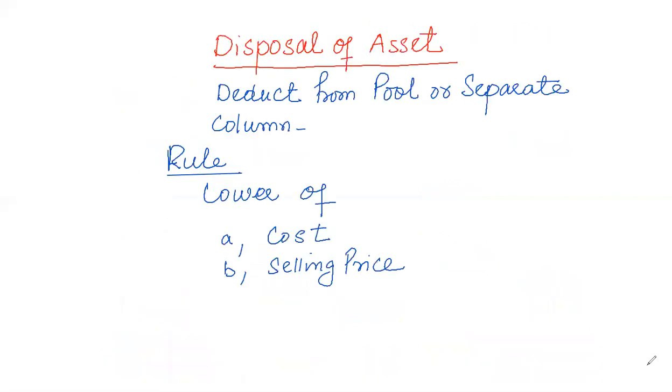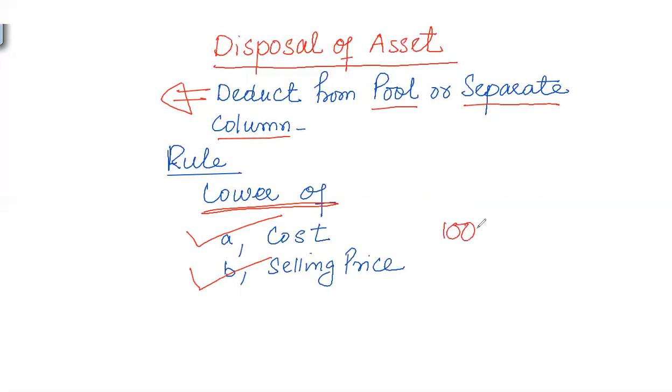Now let's talk about the disposal of assets. If there is any disposal of any item, whether that item is a part of a pool or a separate column item, such as the private use asset, the rule is that we have to deduct the item that has been disposed of. And the value to be deducted is the lower of the original cost of the asset or the sales value. For example, if the cost of the asset is 100,000 and the sale proceeds are 80,000, then you will opt for the sales proceeds as a deduction.